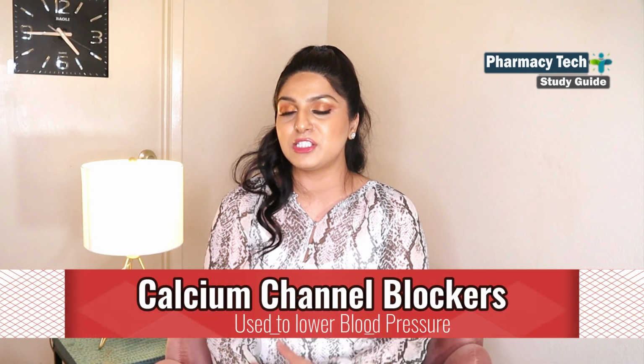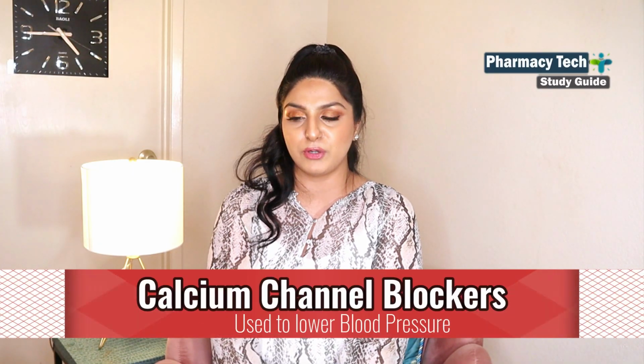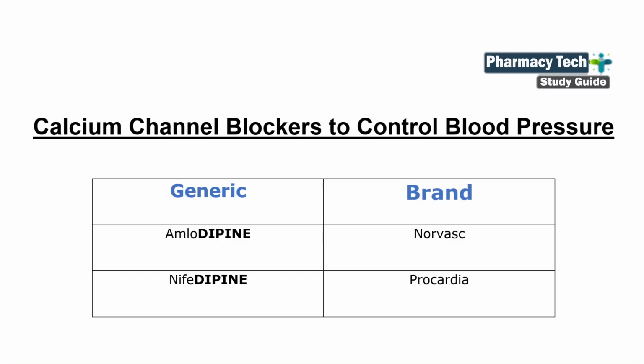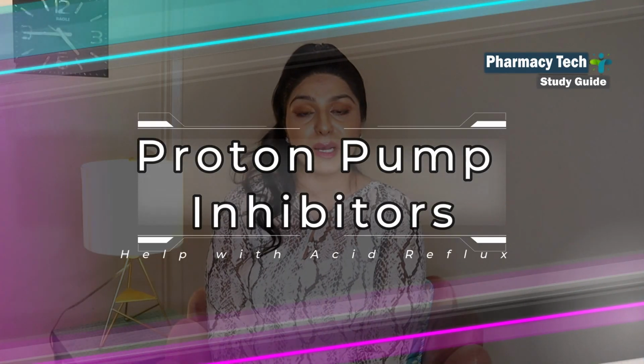Let's talk about calcium channel blockers. Now, these medications again help to control blood pressure. Some of the common ones are amlodipine, Norvasc is the brand name, and nifedipine, brand name Procardia.